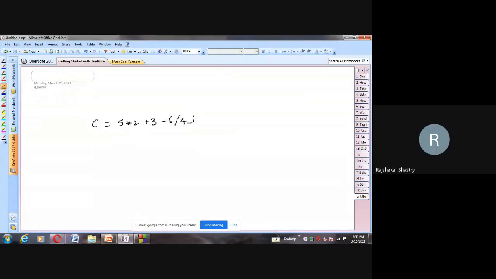Here the concept called associativity comes in. For simplicity, let me take one more example; later we'll go for the above one. I'm not erasing the above one. C is equal to 5 into 6 by 4, say, for example. Into is there, division is also there. Let me write it fresh: 5 into 6 by 4.